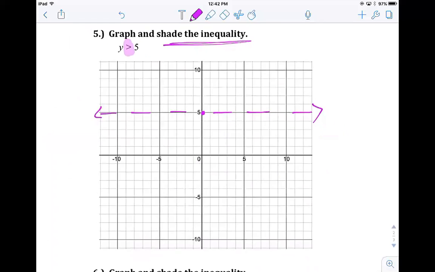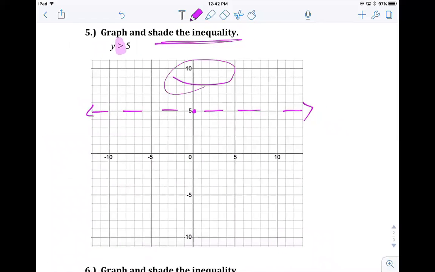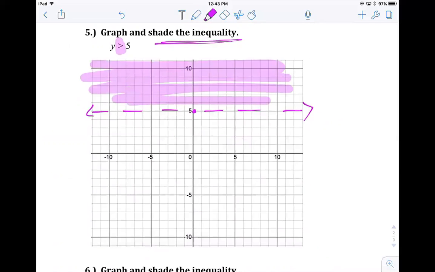So we have our picture. We have a top part and we have a bottom part. So we need to figure out which part we're going to shade. Looking at our inequality, it says y is greater. Well, greater is going to be above. So anything above that would be an answer.